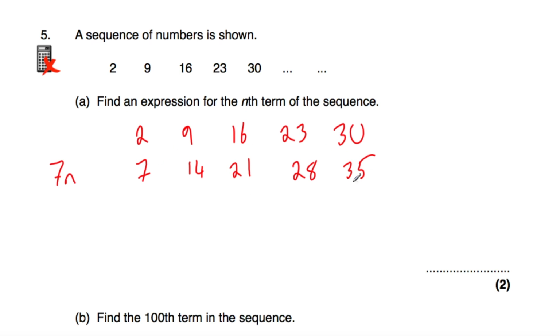To get from the multiples of 7 to our sequence, we're going to have to take away 5. We would take away 5, take away 5, take away 5, take away 5, and take away 5 to get our sequence. So that means our sequence has an nth term of 7n subtract 5, and that's it.